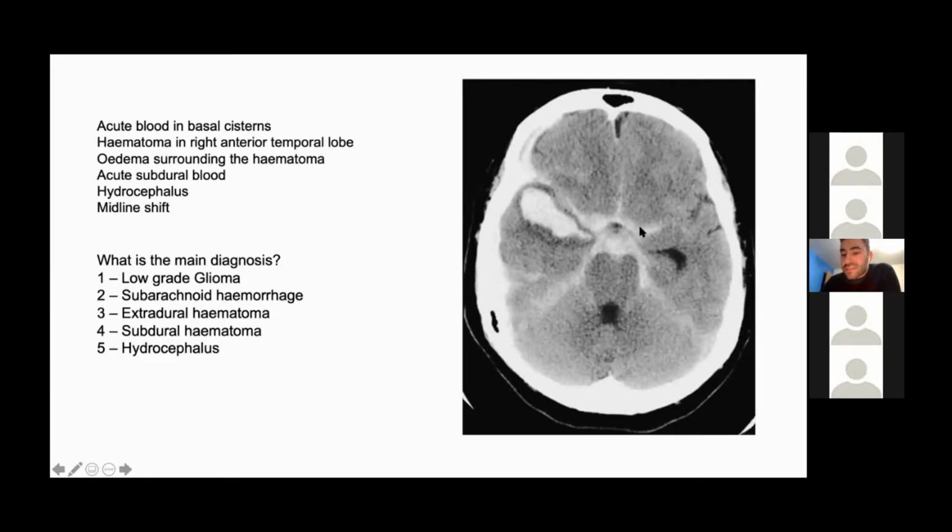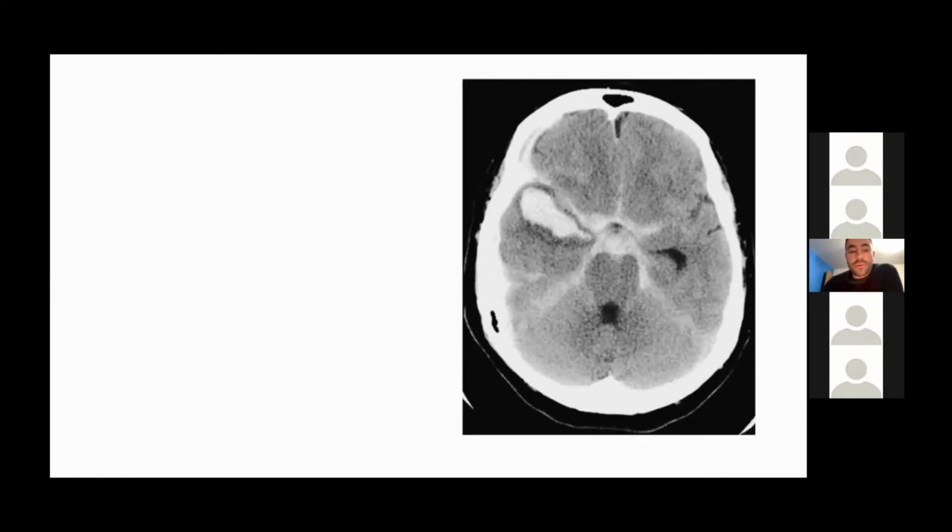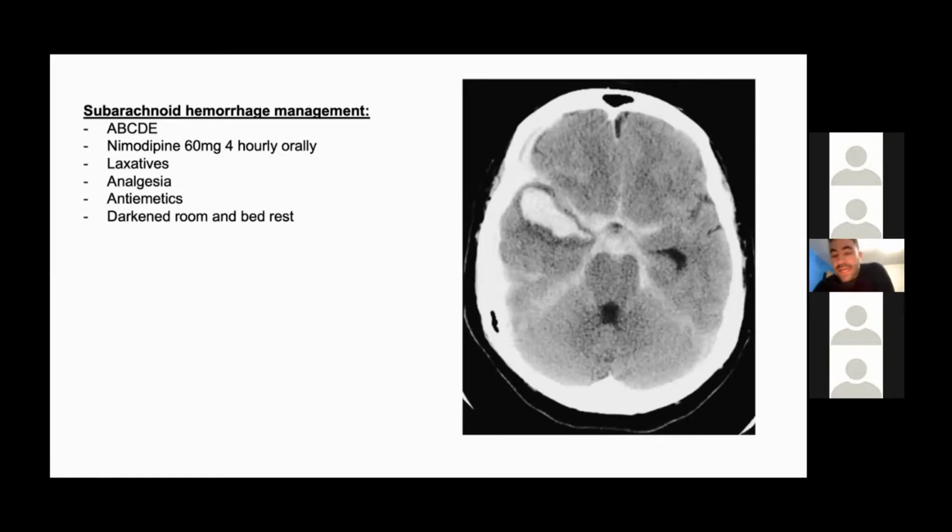And the bleeding itself, the blood itself, can cause impairment of CSF flow. So then you end up with this hydrocephalus, okay? So the unifying diagnosis is subarachnoid hemorrhage. So, subarachnoid hemorrhage management.